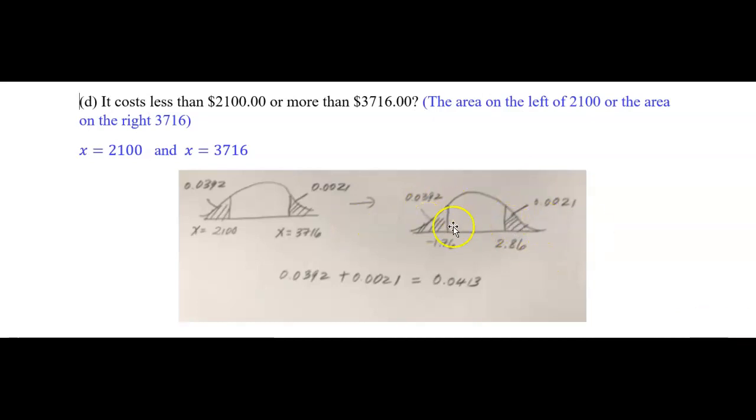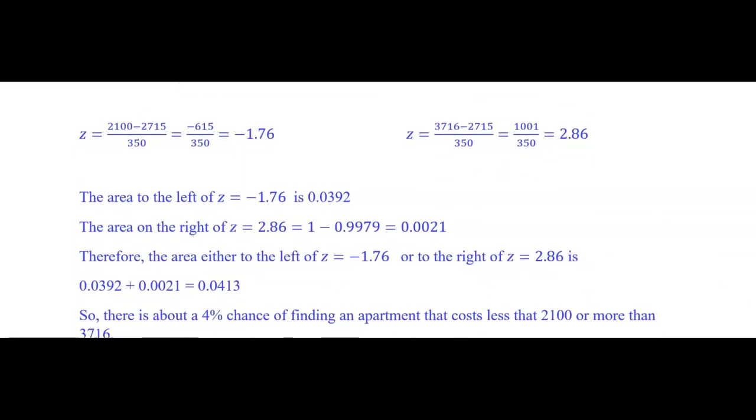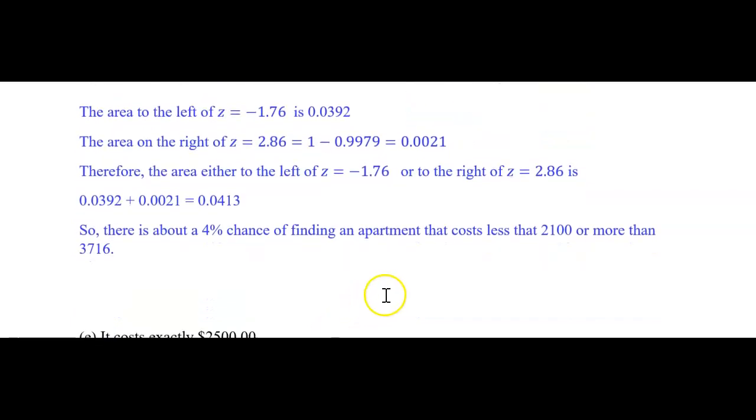And so you have to add these two areas, right? Remember, in the previous question we subtracted because we wanted what's in between. But in this question, we want what's on the outside of the two z-scores, so we add those two values. And so the probability that the apartment costs less than 2100 or more than 3716 is 0.0413, right? That is the answer.